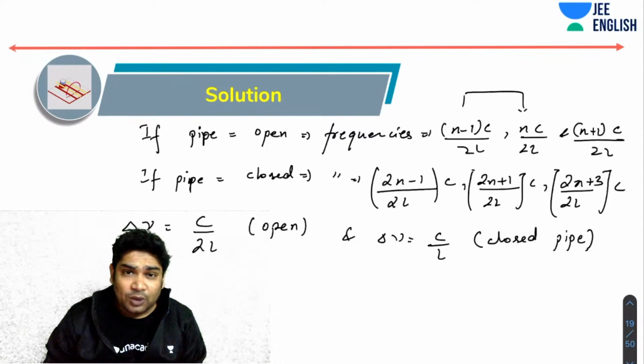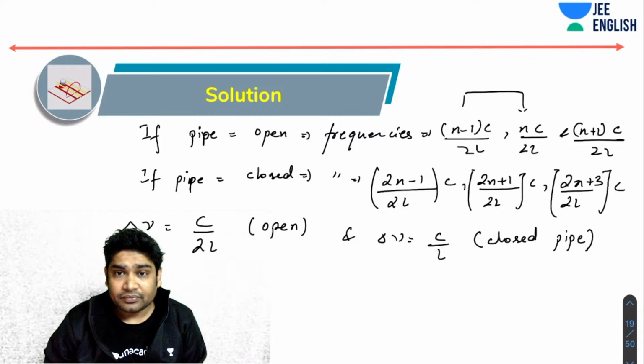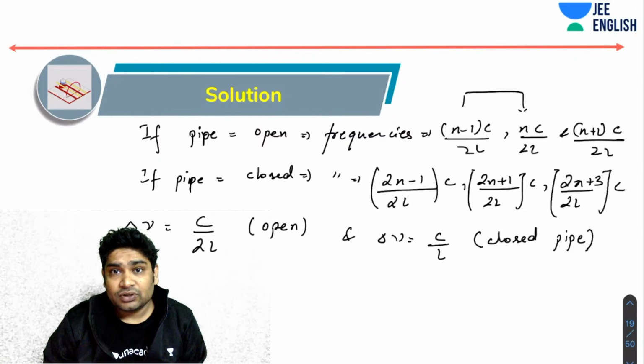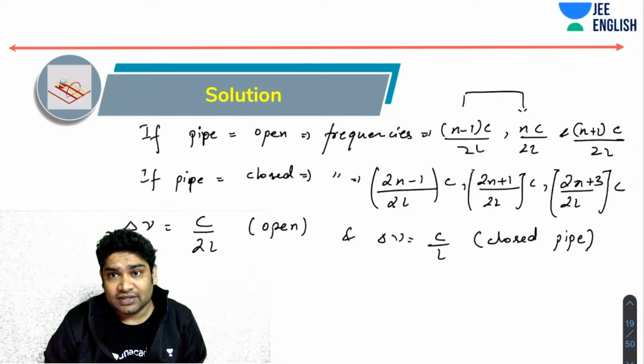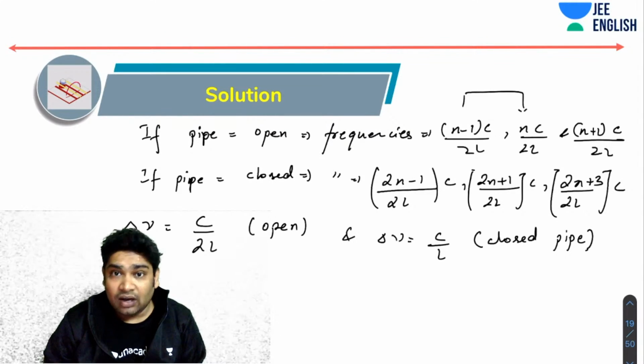So these are the two options that I'm getting, right? Either the difference would be equal to the fundamental frequency or twice the fundamental frequency. Okay, agreed.